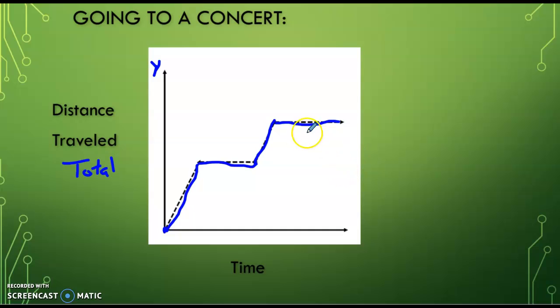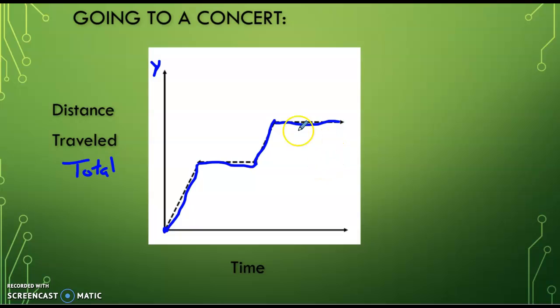Some of my other students say, okay, you're driving. Oh, then you get stuck in traffic. Right here, you're in a traffic jam. And then you have to step on it again. Now you're going even faster because you're worried about being late. And then this flat part here is when you're actually at the concert. Okay, so we've seen some very simple examples of functions here, all of which are graphed in the first quadrant.